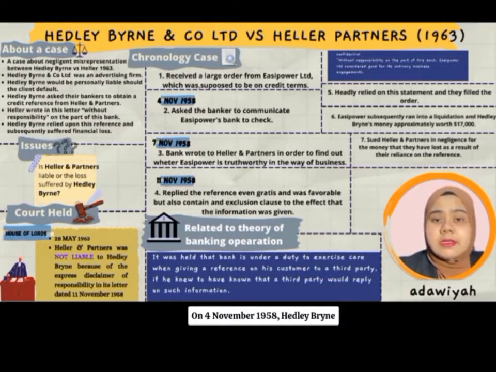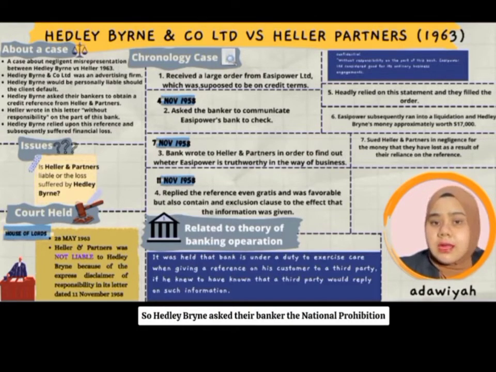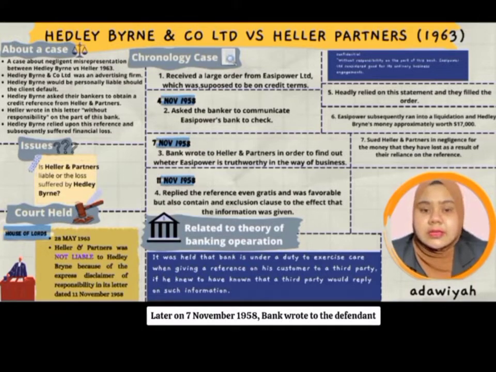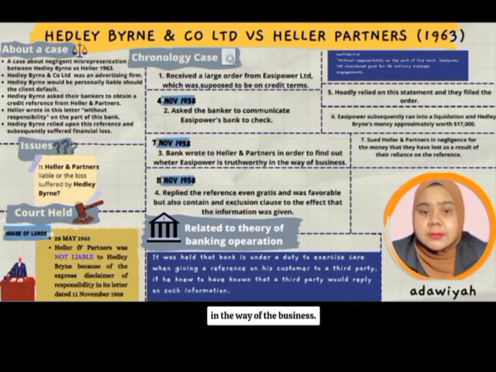On 4 November 1958, Hedley Byrne thought that this was a good amount, so they asked their banker, the National Provincial Bank, to communicate with Heller and Partners for a reference on Easy Power's financial position and credit worthiness to enter into a contract. Later on, on 7 November 1958, the bank wrote to the defendant and their partners, who were Easy Power's banker, to find out whether the company was trustworthy in the way of the business.